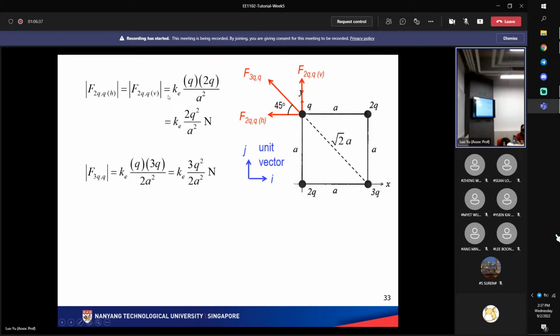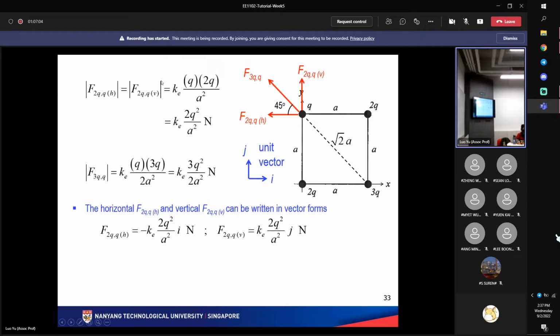Any question here? Now I get the total force. The second step is the most important one: I need to do the decomposition. As I said, the x coordinate is i, the y coordinate is j, these are unit vectors. F2Q horizontal is along the minus i direction. F2Q vertical is along the positive j direction. So I just add the corresponding direction vectors to F2Q horizontal and F2Q vertical.